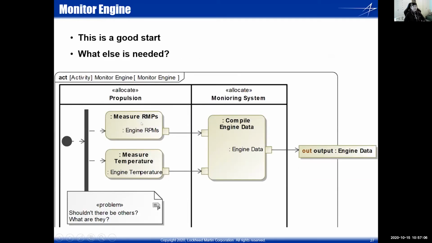And so I start thinking, well, I want to measure RPMs, and I want to measure temperature. And then I'm thinking, there's probably some other ones, but I'm not smart enough to know what they are. So I put a problem statement here to basically remind me that I need to go find somebody that can help me figure out what else goes in here. And so the propulsion system is going to need to do all these measurements. It's going to pass that raw data to the monitoring system, which is going to be the thing that collects and compiles that data into engine data to pass it on to the next step. So hopefully this makes sense so far.